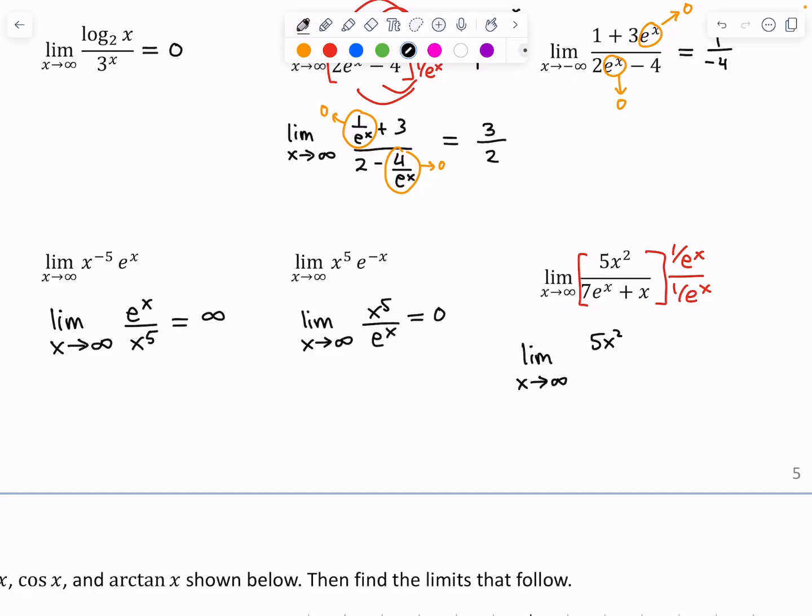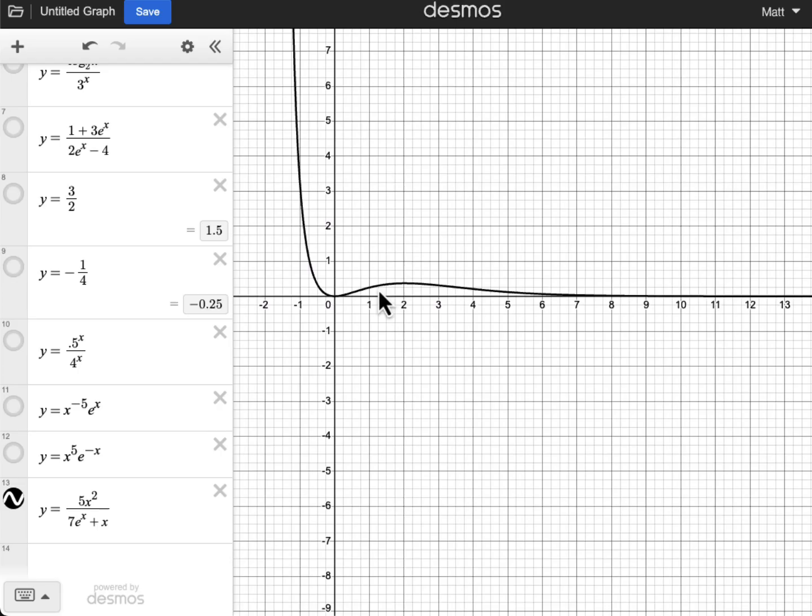It's just 5x squared over e to the x. And then all over, we do get a nice 7 to start, and then plus an x over e to the x. These subfractions are not ambiguous. e to the x dominates the power functions in such a way that these fractions will approach 0. So overall, the value of this limit is 0 over 7 plus 0, which in the end is just 0. And here's a graph of this function. As we go to the right, the outputs do approach 0.